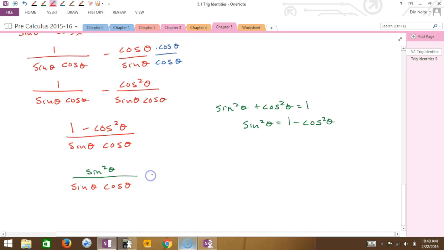Cross what out? You're very close. Wait, what did you do? Okay, so all I did is I replaced the 1 minus sine squared, or excuse me, I said that wrong, 1 minus cosine squared with sine squared because they are equivalent. I did a substitution. See how this piece right here? Substituted that in.